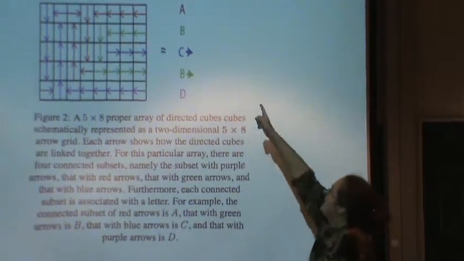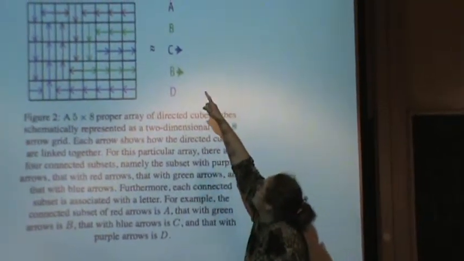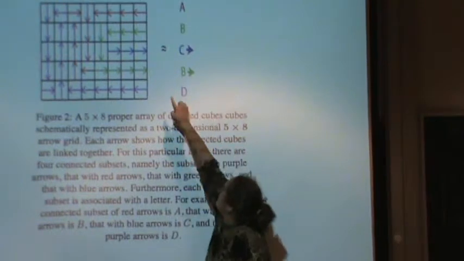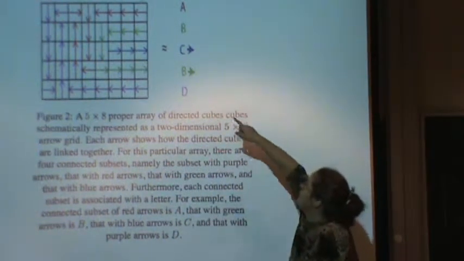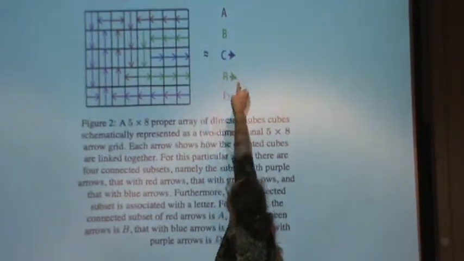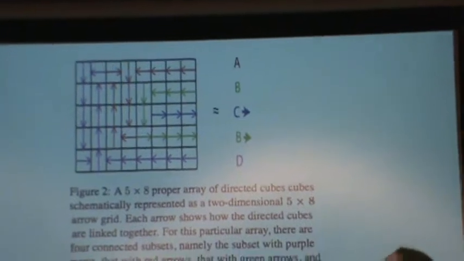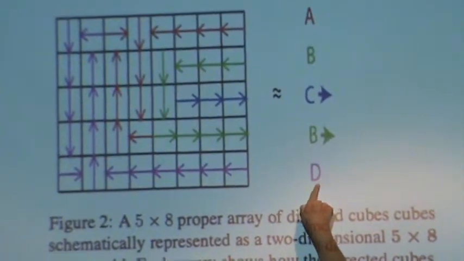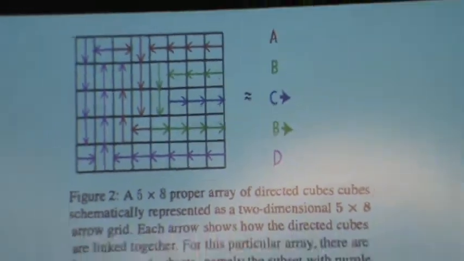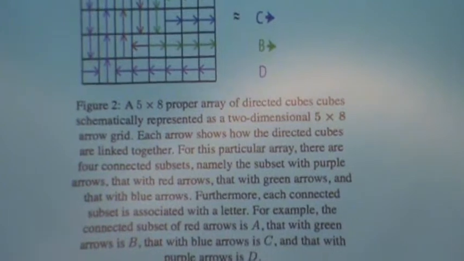The red arrows go with the letter A. The green arrows go with B. And you see we have an escapee arrow here, that's why it's from an arrow, not B. Dark blue goes with C, and purple goes with D. Now granted, there are many 5x8 arrays that go with this state, but when we count the matrix, it records how many. I'm not getting into that, but that was the idea.